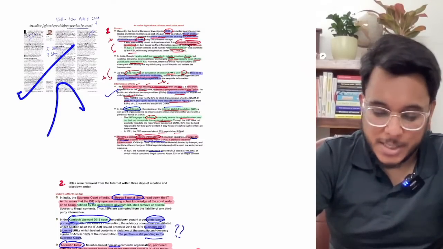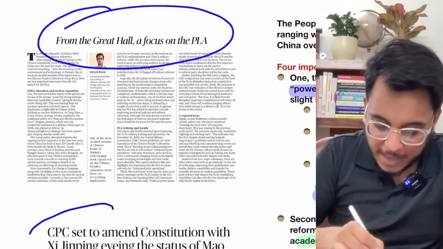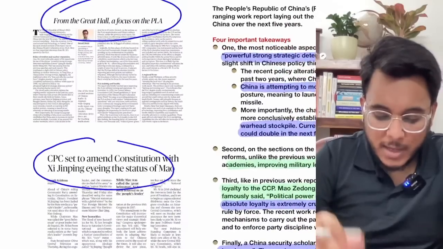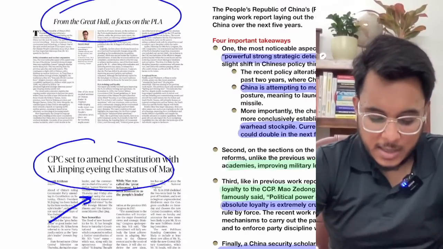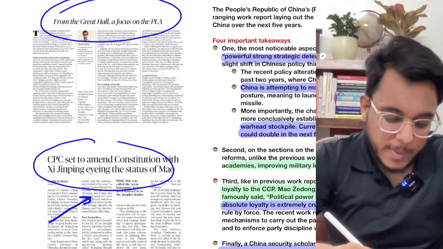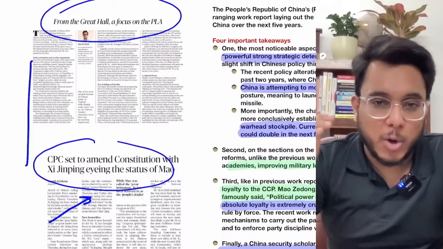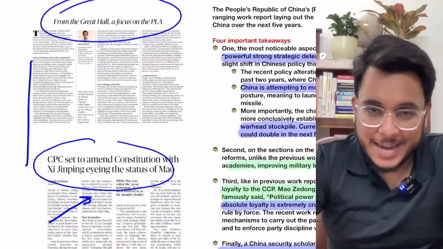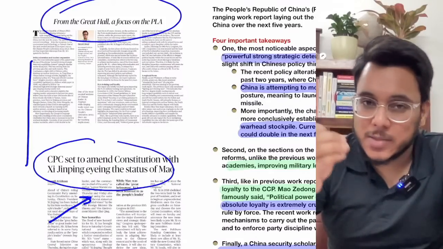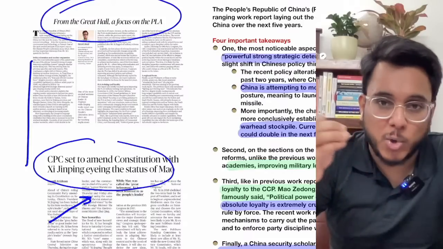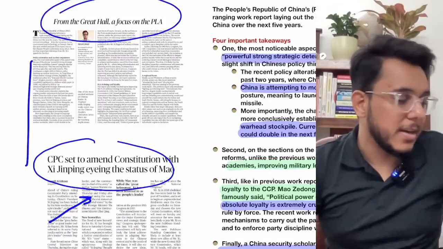Now moving to the next page. From the Great Hall, a focus on the PLA, and one more article, that is, the CPC set to amend the constitution with Xi Jinping on the status of Mao. So in this particular article we will see the key takeaways from the National Congress of the Communist Party of China that is being held in China. Fine, in this direction I think 4 or 5 articles we have already seen between the 10th of October and 16th of October, because on 16th of October this meet got started.